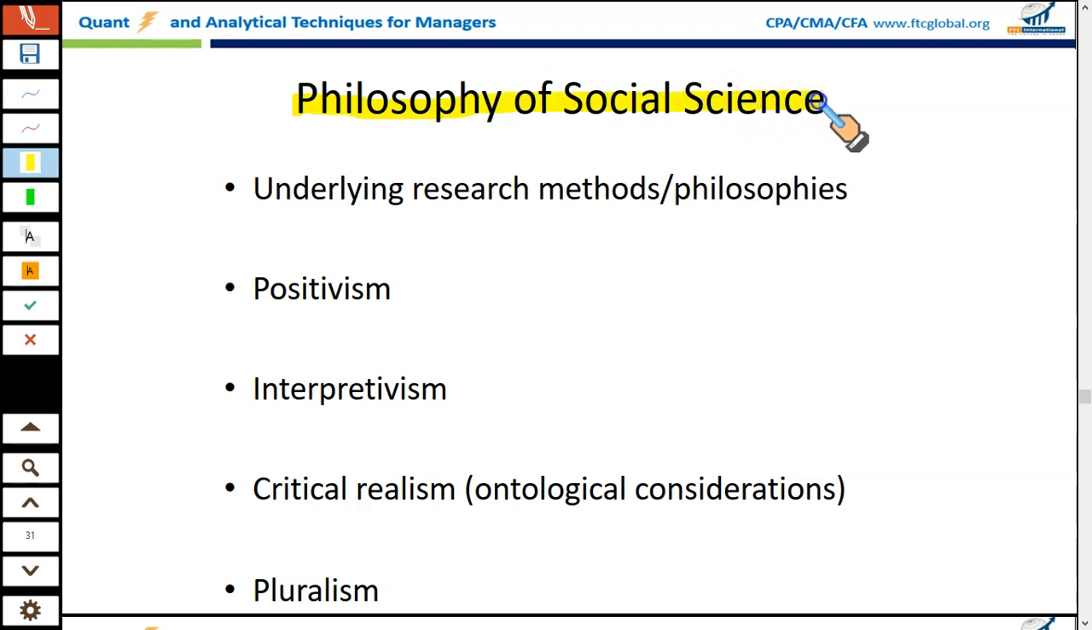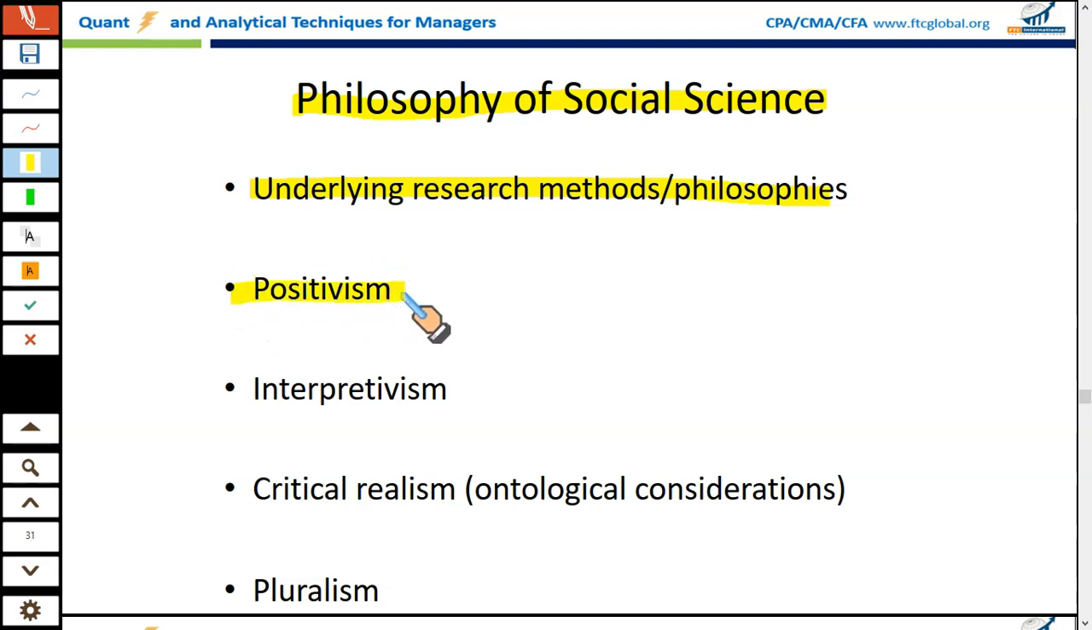The philosophy of social science. The philosophy of social science explores how we study society and human behavior. It examines the methods we use, and the assumptions and values that guide researchers in understanding social phenomena. So this field asks questions about what we can know about society and how we can know it. It says underlying research methods and philosophies, meaning the basic approaches and theories guiding how social science research is conducted.